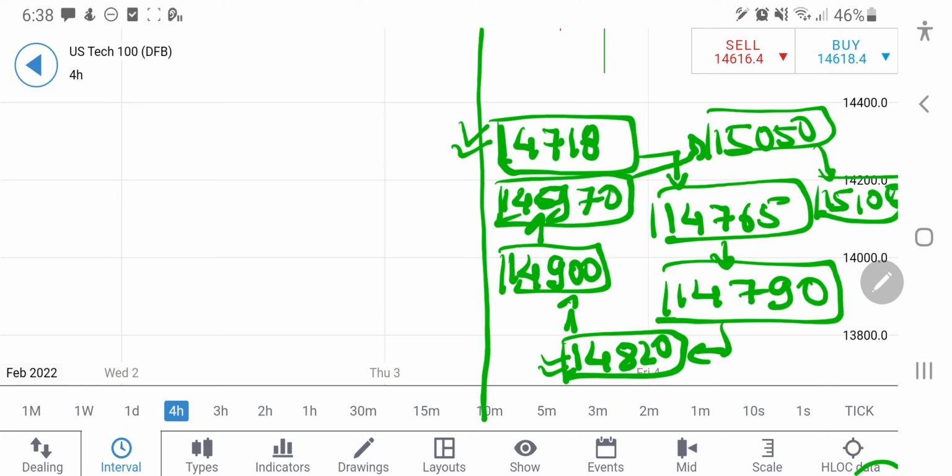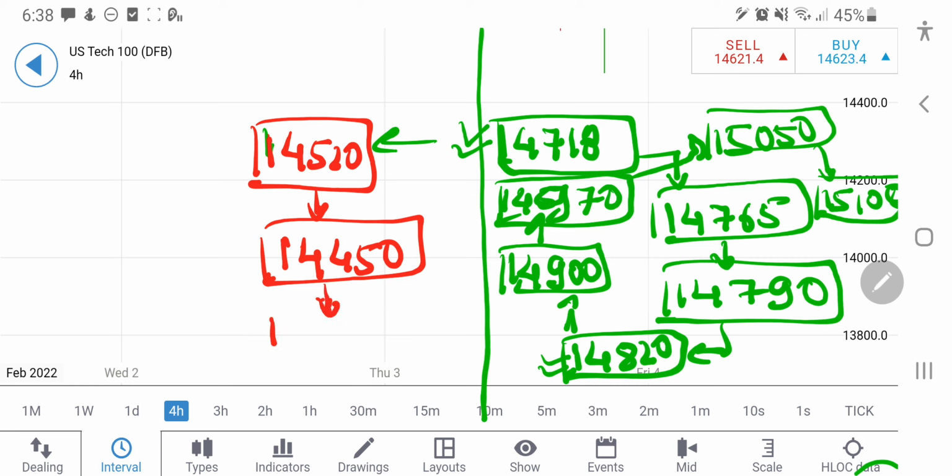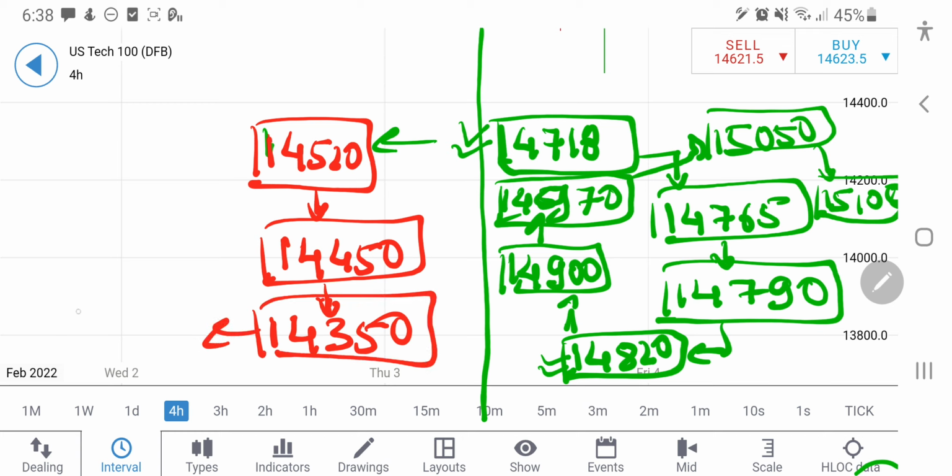On the downside, definitely there is a good support coming into picture. I'll say the only short entry which I expect is below 14520 levels. Once it breaks 14520, definitely it will try to hit the zone at 14450, which is going to be a stronger support for US100, and below that it will slide towards 14350 and 14300.